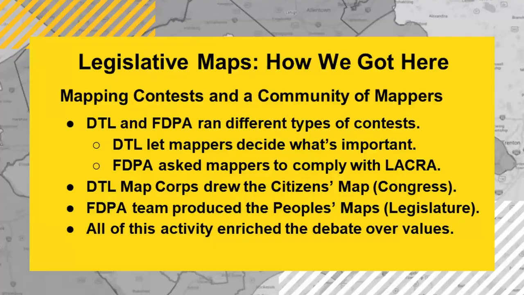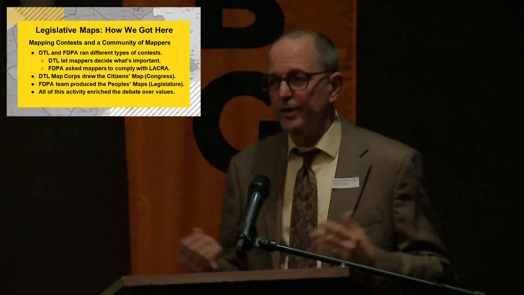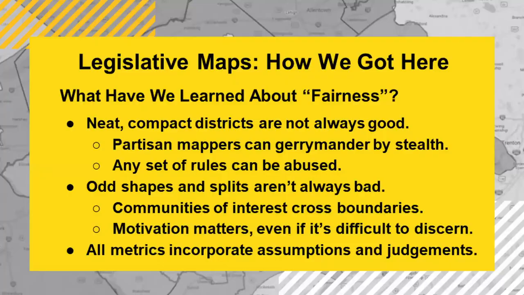That led to the creation, as Justin mentioned, of the Citizens Map for Congress and also the People's Maps for the legislature, for both the House and the Senate. And all of this activity just continually enriched the ongoing debate about values, not just among mappers, but among legislators, lobbyists, and all the other stakeholders in the process. So what have we learned through all this about this controversial topic of fairness?